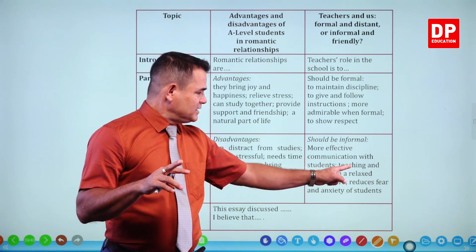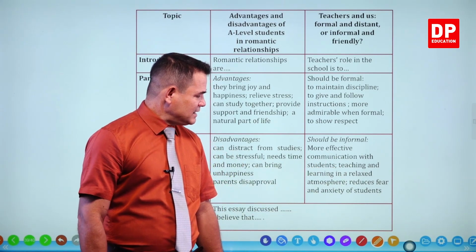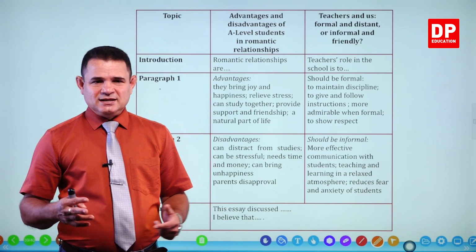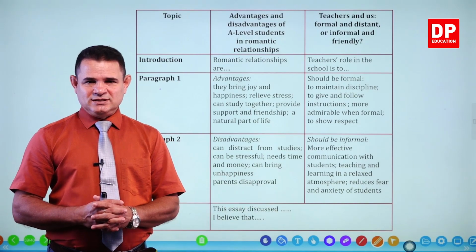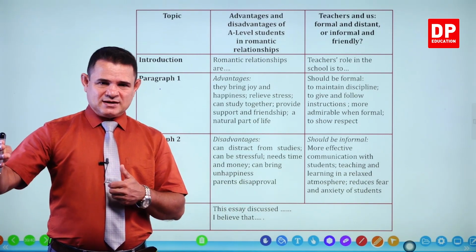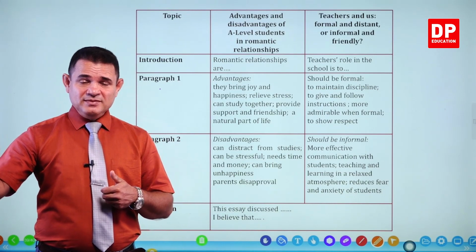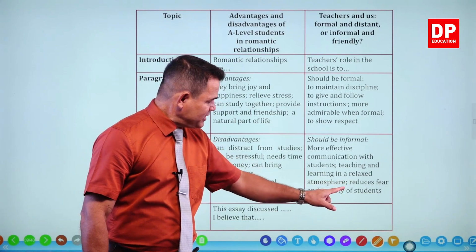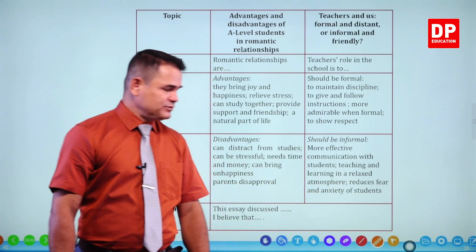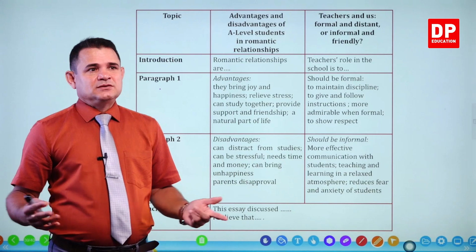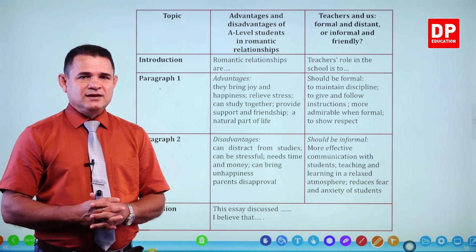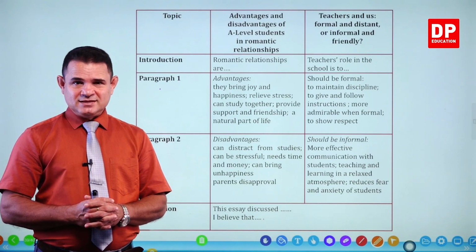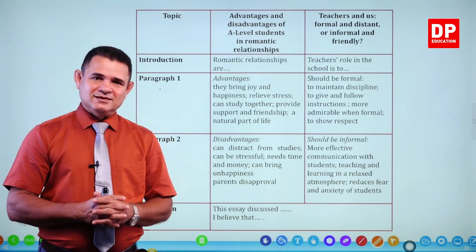With the students, teaching and learning in a relaxed atmosphere. So the teaching and learning is relaxed. There is no gap between the teacher and student. It reduces fear and anxiety of students. So then the child's mind is free, and they can study well.